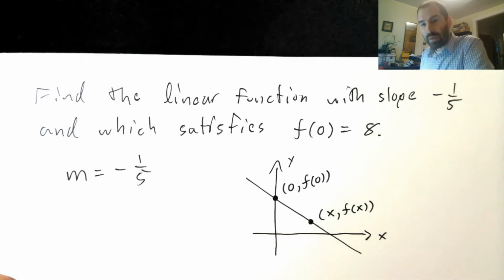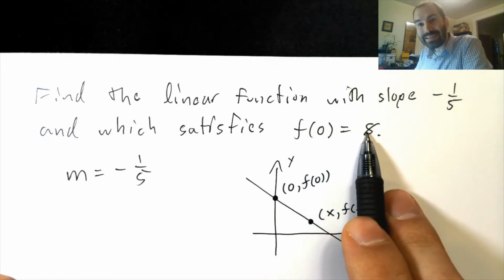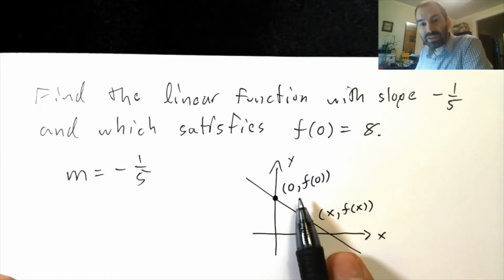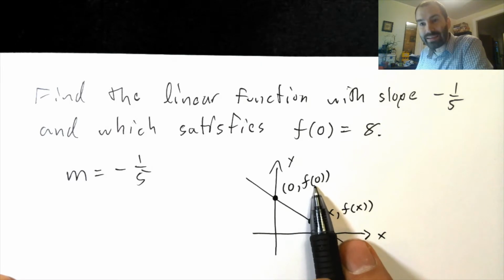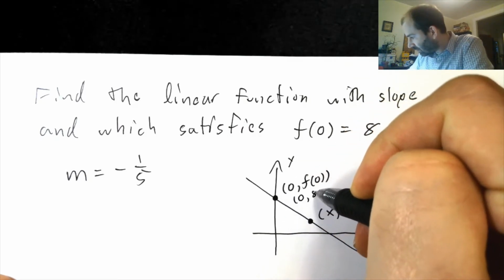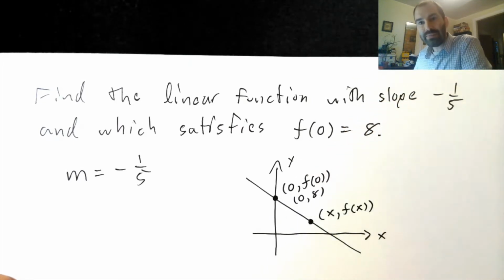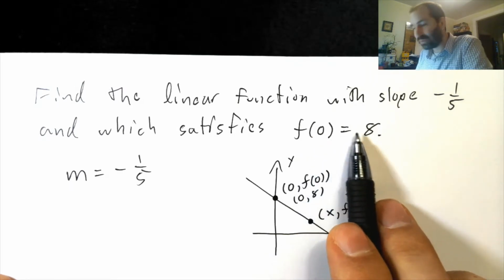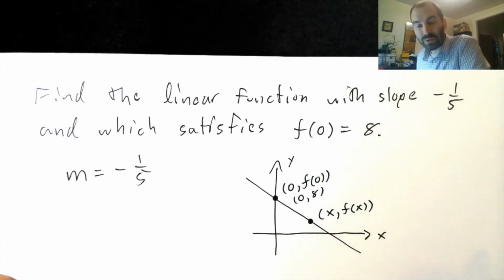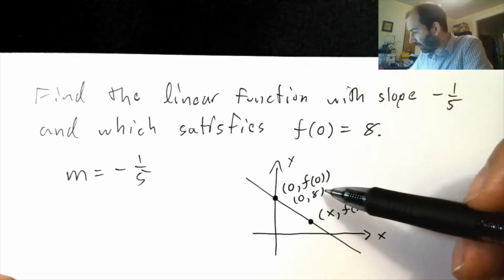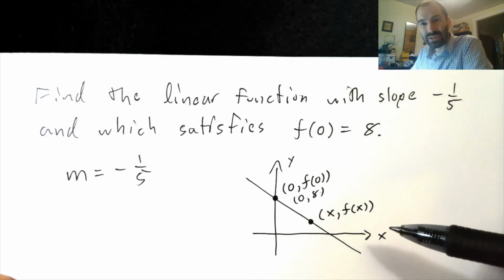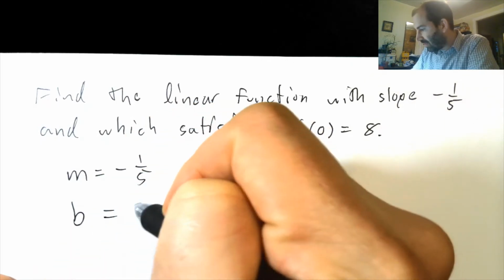Okay? But they said f of 0 was 8, right? So this is really the point 0 comma 8. So what they're giving me here is the y-intercept. When you see f of 0 equals something, they're telling you the y-intercept. And I can see my y-intercept is 0 comma 8, so that means that b is 8.